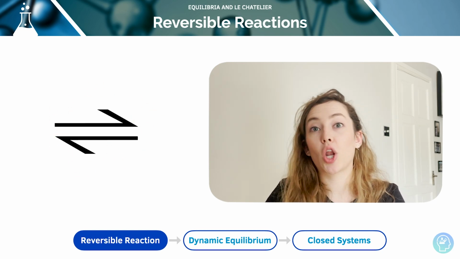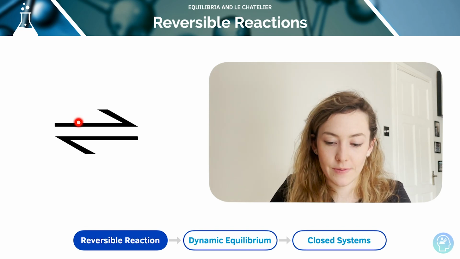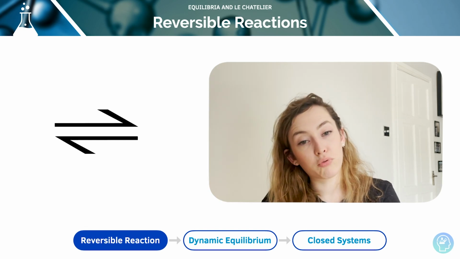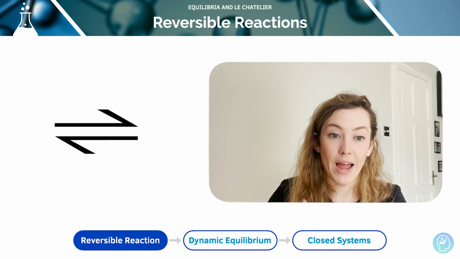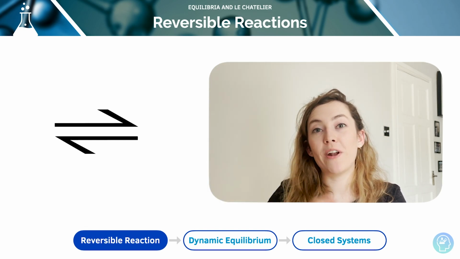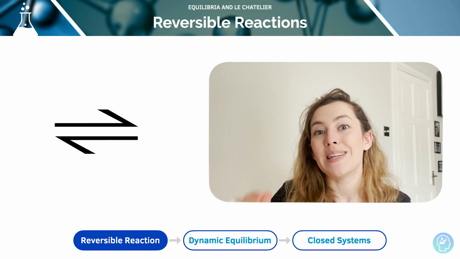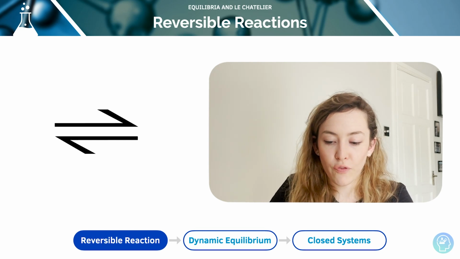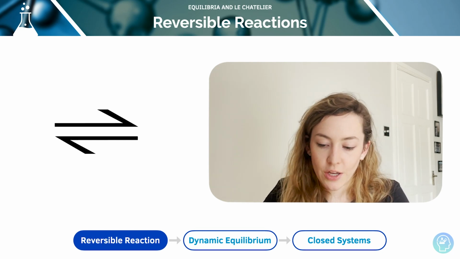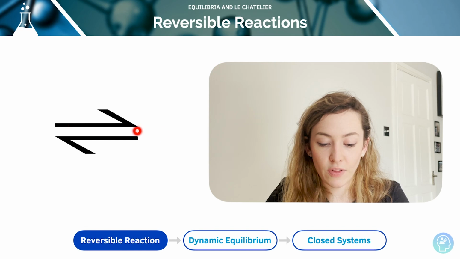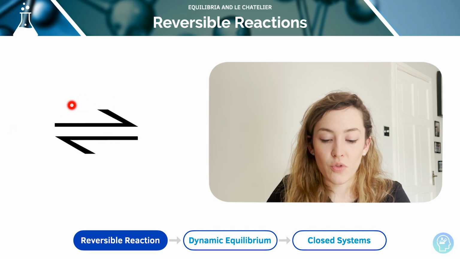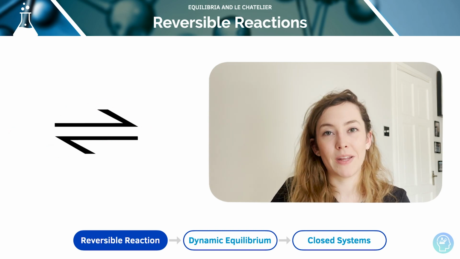It means the reaction can occur in both directions. It's a half-headed arrow above a half-headed arrow. So the reactants can form products and the products can also form reactants. The direction in which the reaction goes depends on the conditions of the system. The forward reaction is a change from left to right, and the backwards reaction is a change from right to left. The double-headed arrow shows that reversibility.